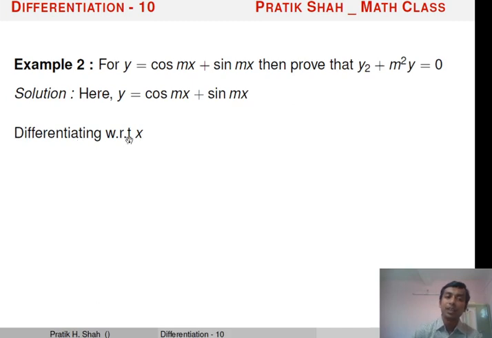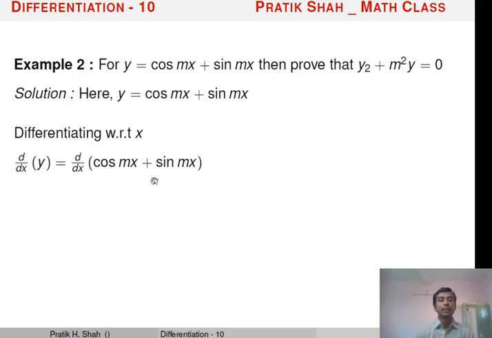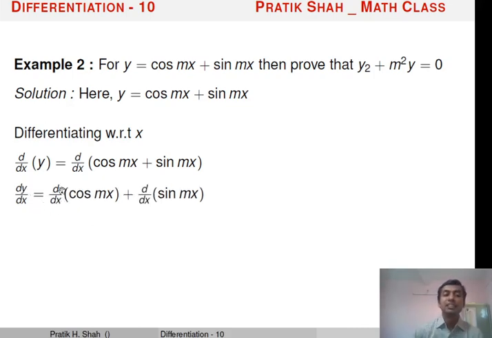Differentiate with respect to x, we get dy by dx is equal to d by dx of the right hand side. Dy by dx is equal to d by dx of cos mx plus sin mx, separating both because a plus sign is given, so we can separate derivatives. We know that, since cos mx is given, we'll have to apply the chain rule here. Whenever something other than x is given, in all such cases the chain rule will be there.